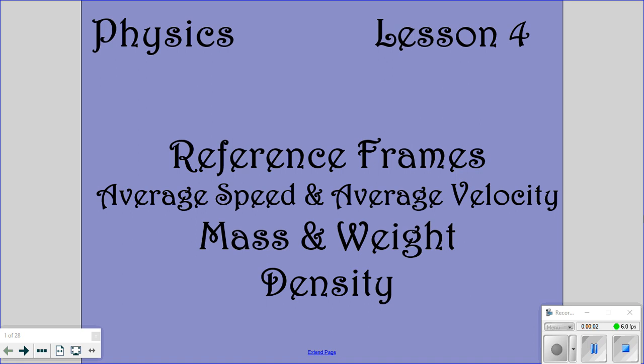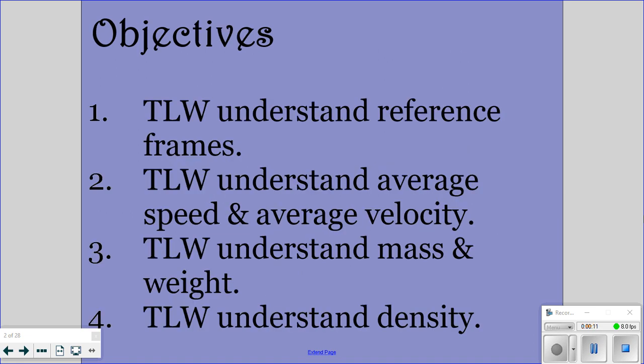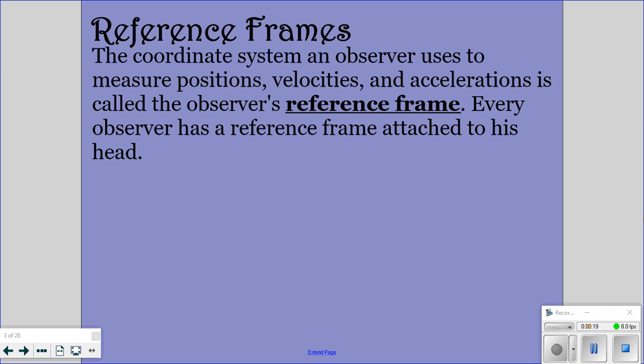Okay, so we're looking at lesson 4 today. We're going to look at reference frames, average speed and average velocity, mass and weight, and then we're going to look at density. So hopefully after this lesson you will be able to do reference frames, average speed and velocity, mass, weight, and density.